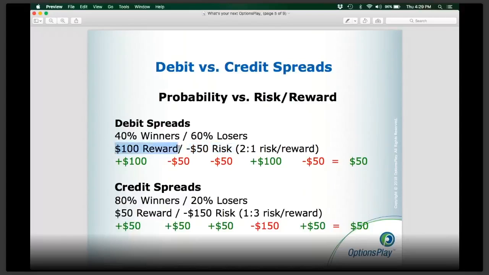So you might be risking $50 to try to make $100. That's why you would accept a lower win ratio or a lower hit ratio, because you're getting rewarded on the upside when you are winning more than what you're risking.